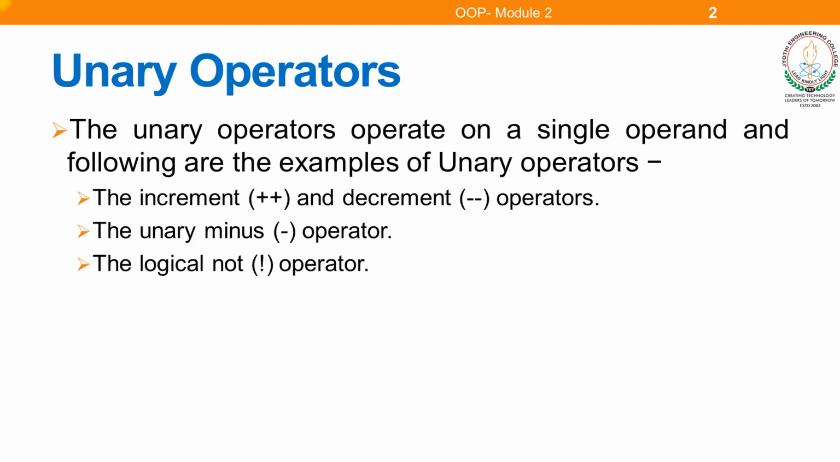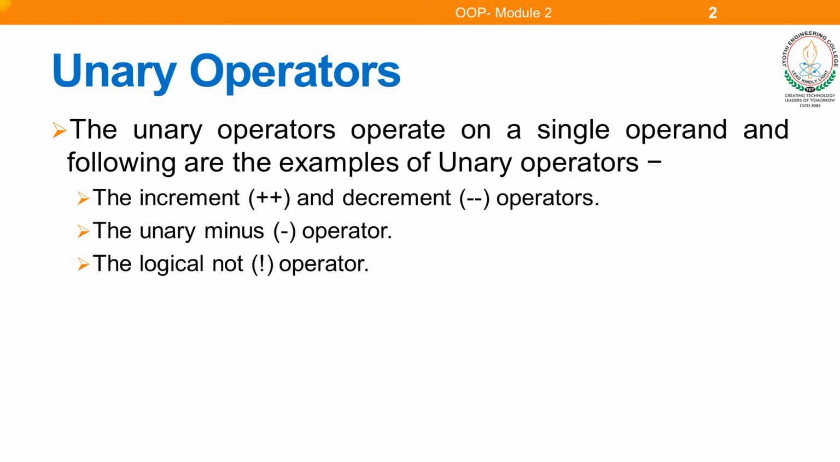unary operator overloading and binary operator overloading. Both can be with member function and friend function, and we have seen the rules also. A unary operator overloading with friend function has one argument, and unary operator overloading with the member function has no argument. The unary operators operate on a single operand, and following are the examples for unary operators: plus plus operator, increment operator, decrement operator, that is minus minus operator, unary minus and unary plus operator, then logical not operator. These are some examples for unary operators.